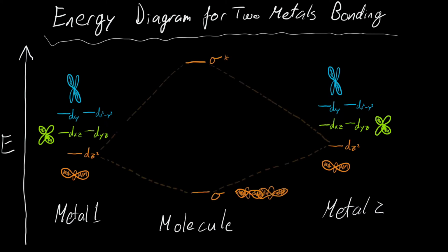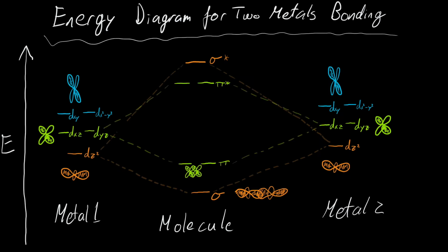If we start out by looking at the sigma bonding between d orbitals, we know it's the z squared orbitals pointing towards each other. This bond has the best overlap and is therefore lowest in energy. Consequently, its anti-bonding, called sigma star, is then highest in energy.